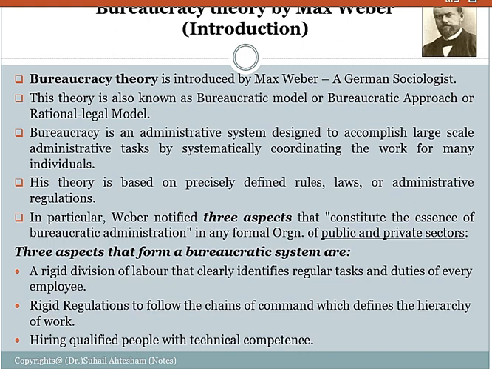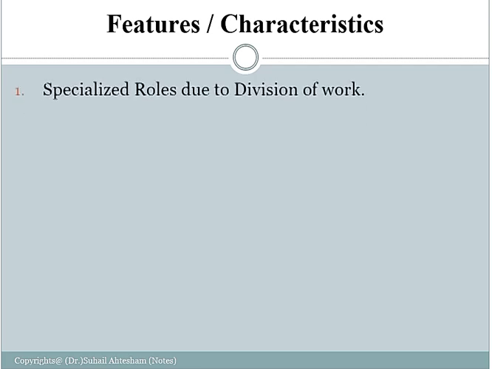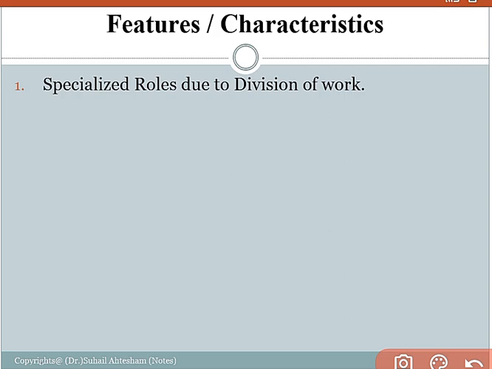Next, features and characteristics of bureaucracy theory. First feature is specialized roles due to division of work. This is the first characteristic, in which if there is implementation of bureaucracy theory in the organization, then there will be proper division of work in the organization, and the roles will be specialized. The roles and responsibilities will be well determined for every employee working in the organization.